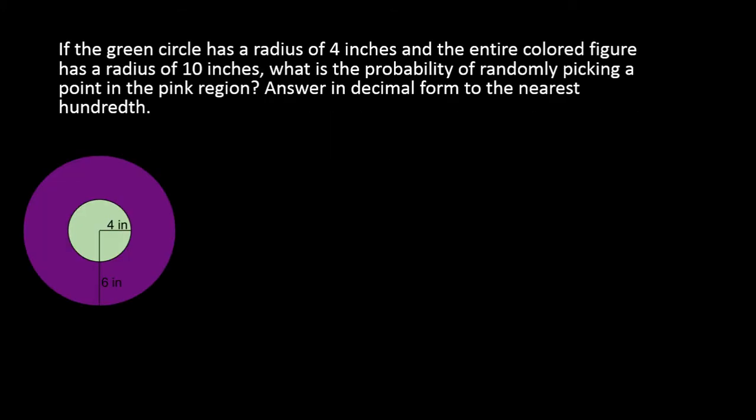Now, normally, it can be a little intimidating to look at this at first. Let's take a look at this question. We're given a green circle that's inscribed in a purple circle, and they want to know if I hit this circle somewhere, I know I'm going to guarantee to hit it somewhere. What's the probability that I hit it in the pink region?